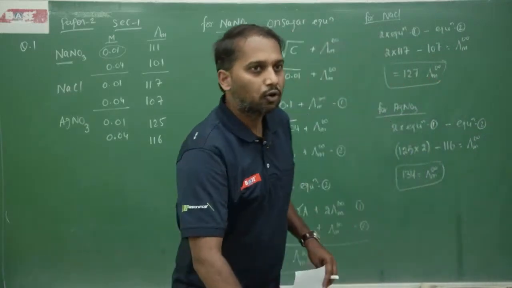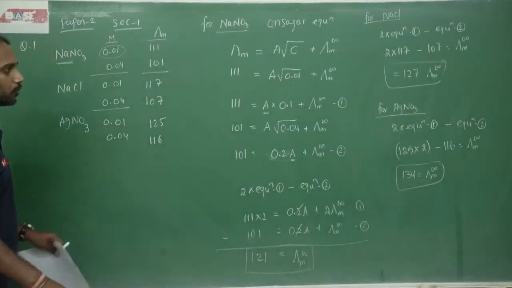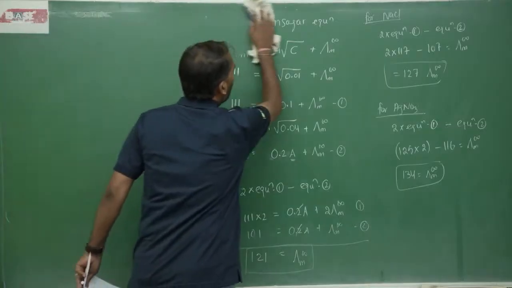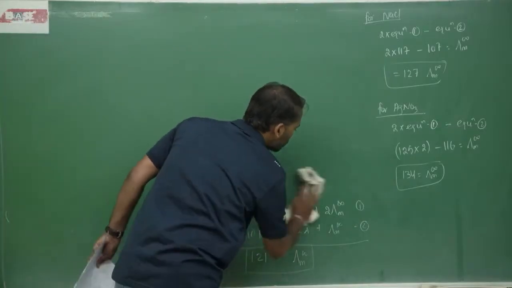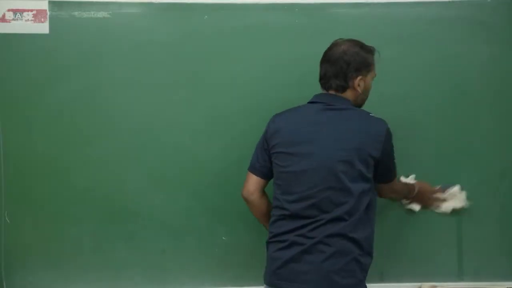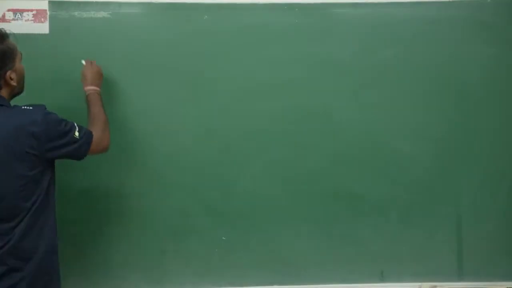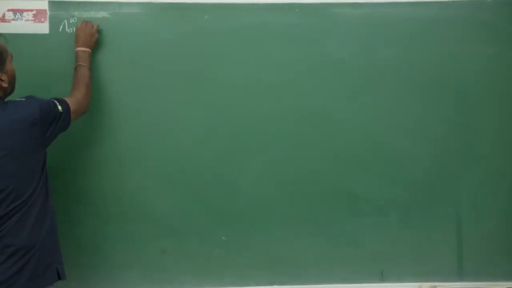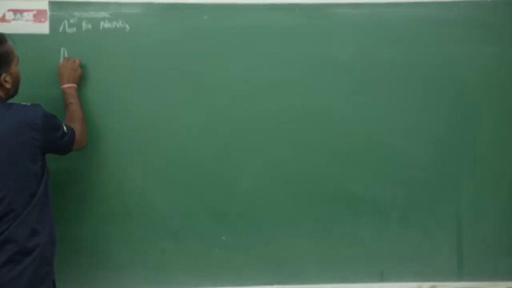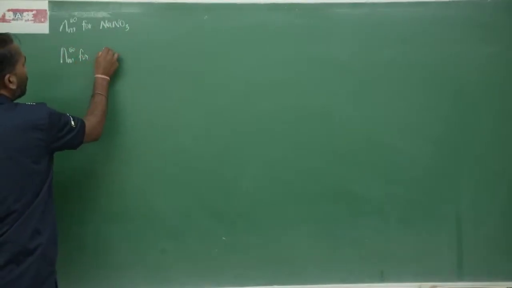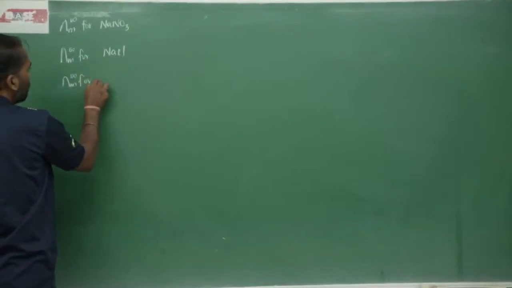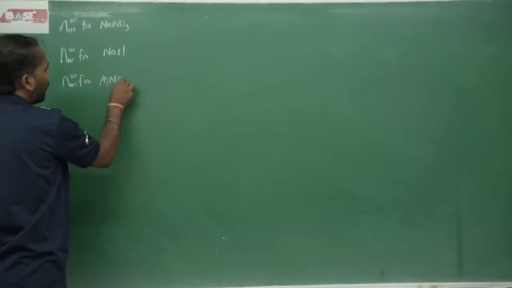So when we have lambda infinite for all three salts, we'll proceed. I'm erasing. We now proceed to calculating the solubility of AgCl. We got lambda infinite for NaNO3, NaCl and AgNO3.